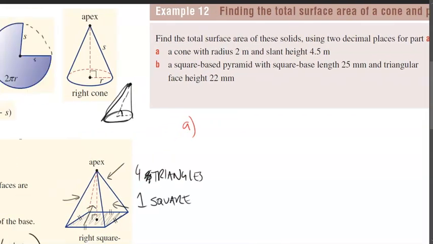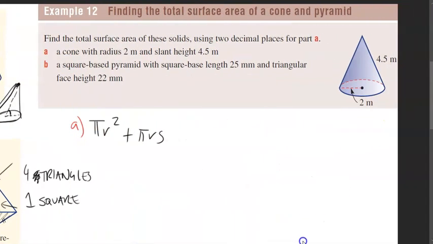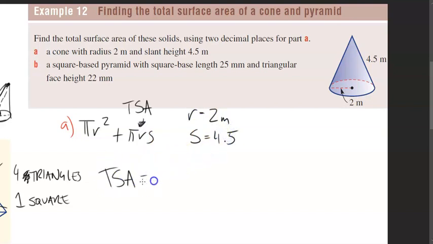Now A, if we head back to this formula here, we could just use this formula of pi r squared plus pi rs, in order to get the total surface area. So remember, this is our total surface area for a cone. And our radius is equal to 2 meters and our slant is equal to 4.5. Let's just plug this into the formula and see what we get.